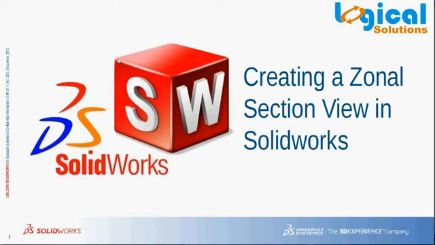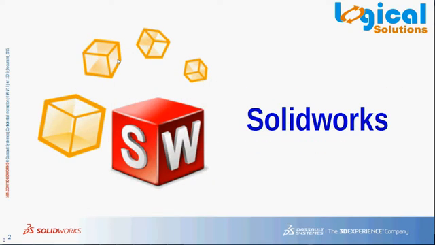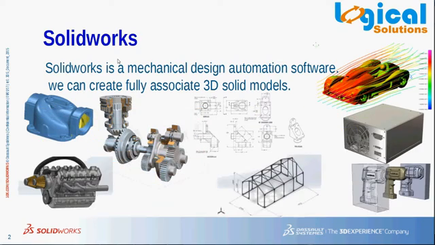In this session we will see how to create a zonal section view in SOLIDWORKS. First let's see what is SOLIDWORKS. SOLIDWORKS is a mechanical design automation software which is a feature-based parametric solid modeling design tool. You can create fully associative 3D models with or without constraints by utilizing automatic or user-defined relations to capture design intent.